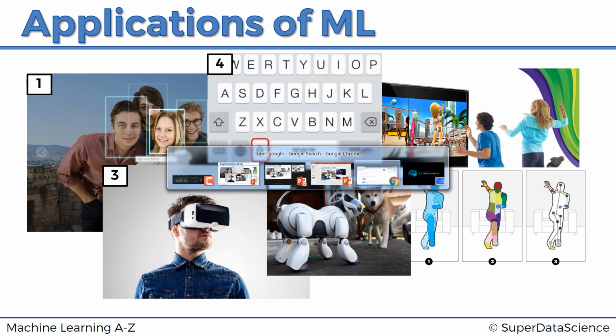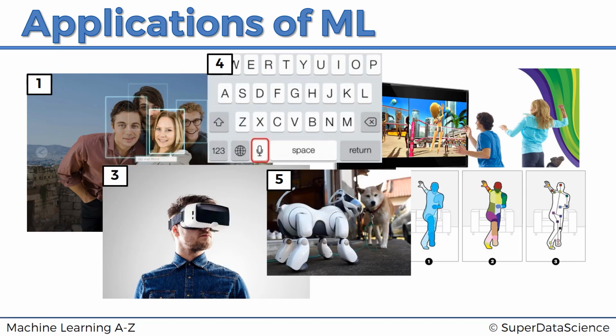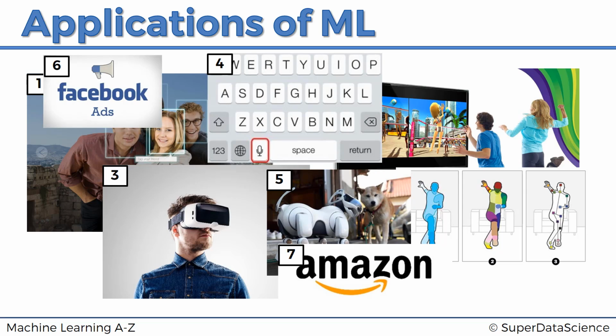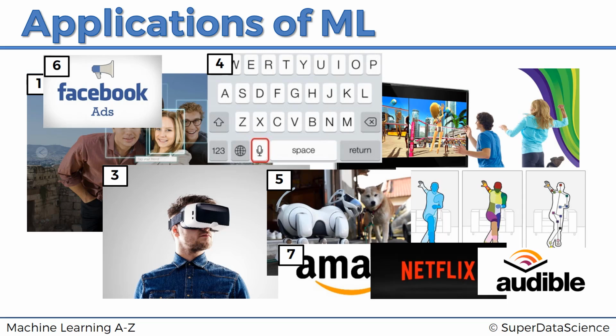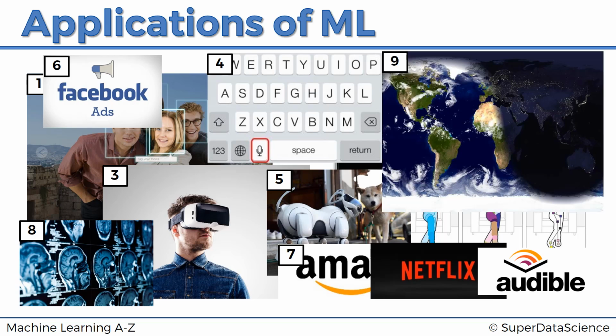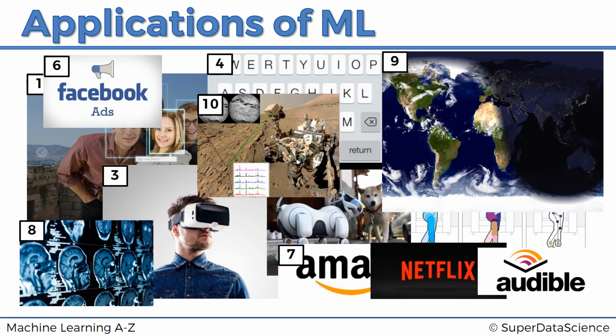So let's have a look how much time we have. 40 seconds. All right. So Facebook ads, they know you better than you know yourself. Machine learning. Amazon, Netflix, Audible all use machine learning for their recommender systems. Machine learning is used in medicine. I personally know a data scientist who uses machine learning to save lives of people on a daily basis. Machine learning is used in space to recognize certain areas of the world through maps, and machine learning is used to explore new territories such as Mars.